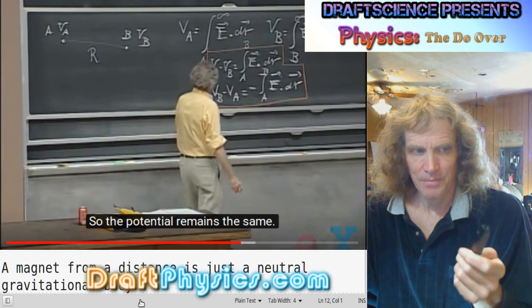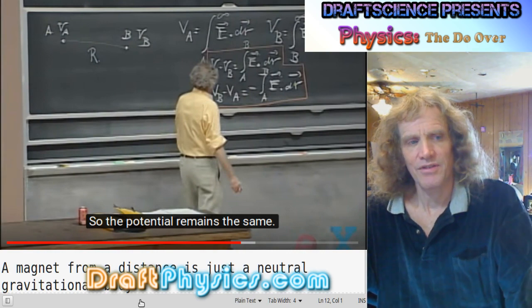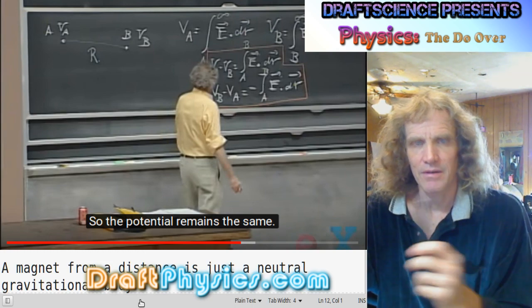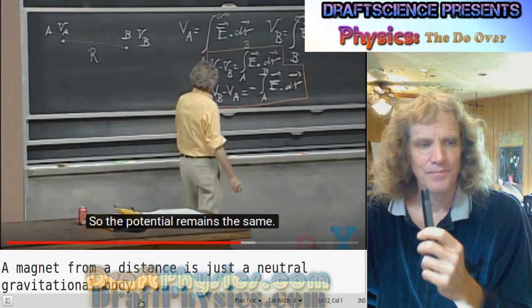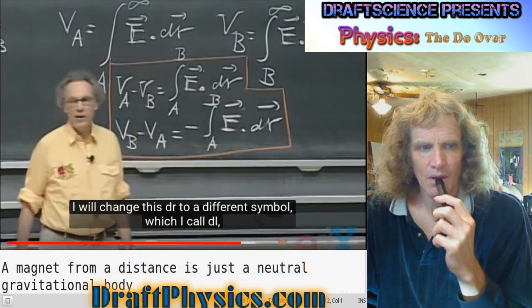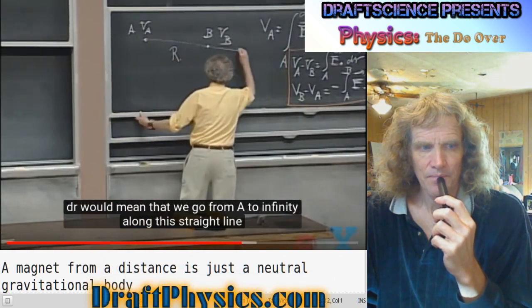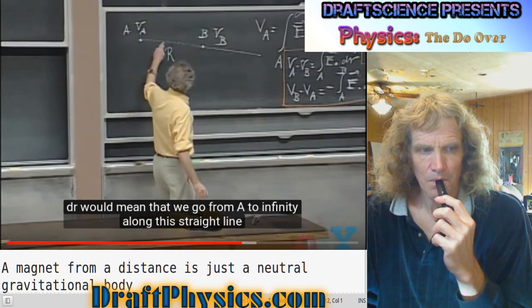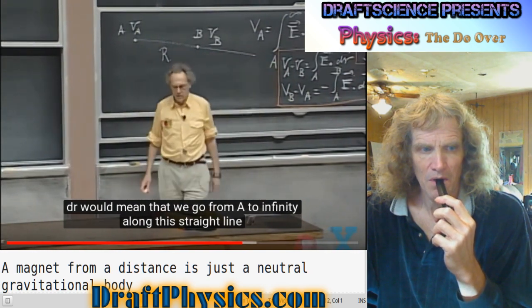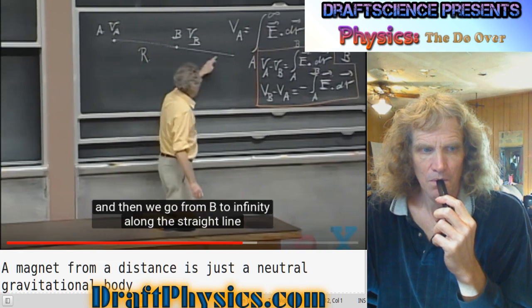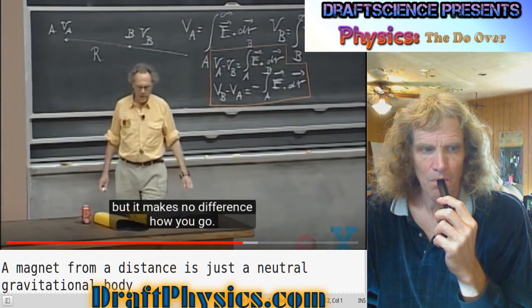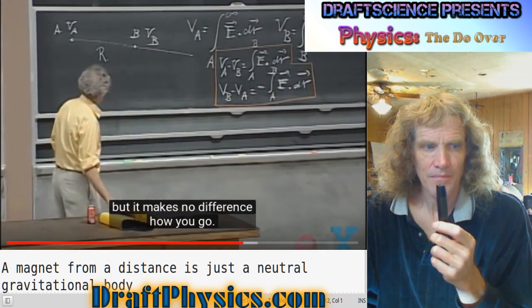If you march from A to B, well, I'm not anywhere. Obviously, you're going down, so that's downhill. So, yeah, that's easy. I will change this dr to a different symbol, which I call dl. dr would mean that we go from A to infinity along this straight line, and then we go from B to infinity along the straight line. But it makes no difference how you go.